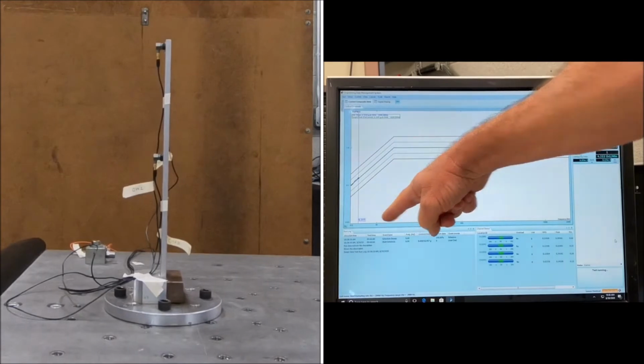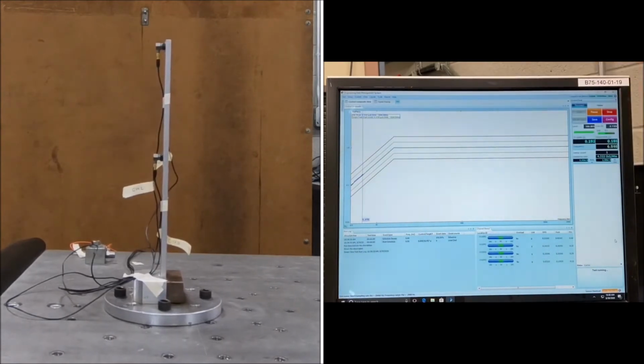And there's the bug that tells us our frequency. At the same time, you can see the beam deflecting as the load increases. When we hit resonance, the beam will respond dramatically. There will be a lot of motion in the beam, and you'll see a spike in the output acceleration.